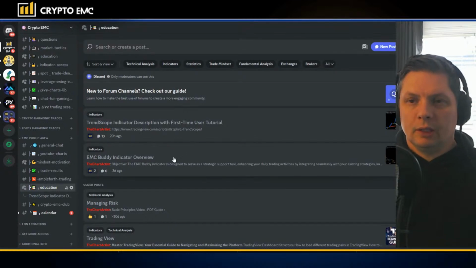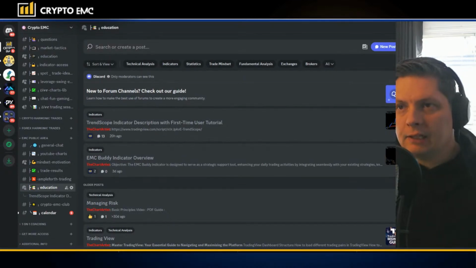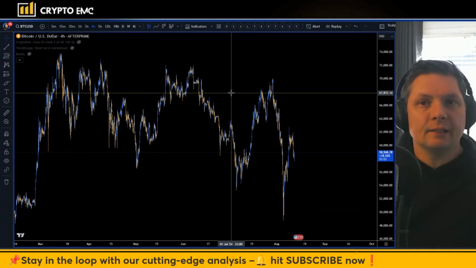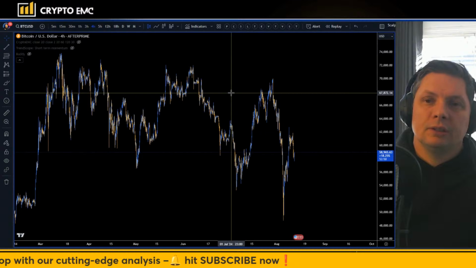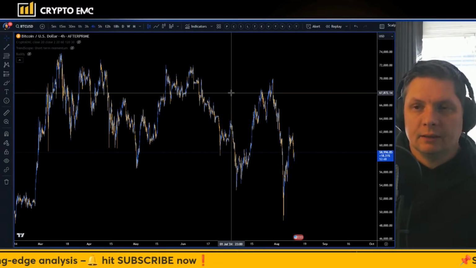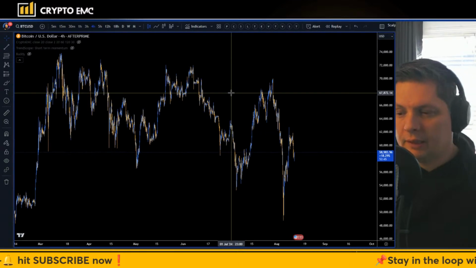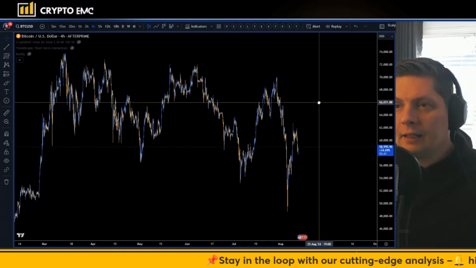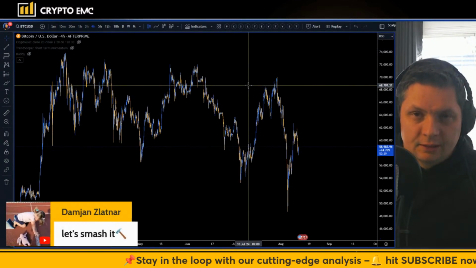Today we're going to be talking about our next trade, and I've created a tool in the last week that I want to share with you guys. It's called the TrendScope Indicator, and this tool is going to help you navigate these markets with, I think, a greater amount of ease. So today we're going to be using that tool, and the link to the tool and everything is in the video description.